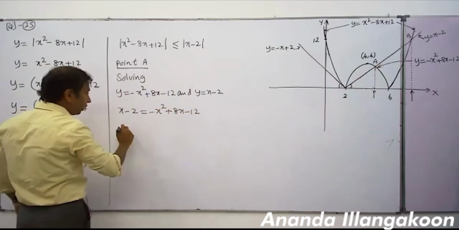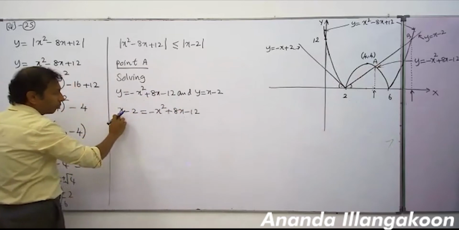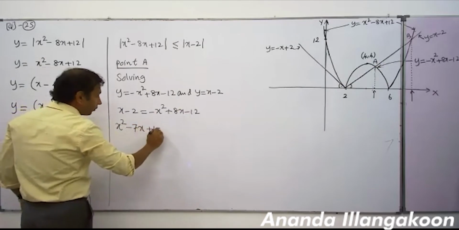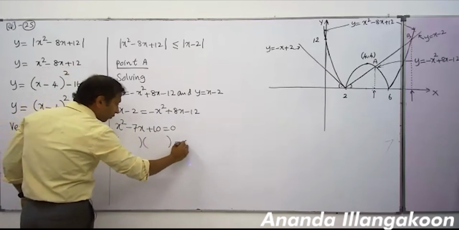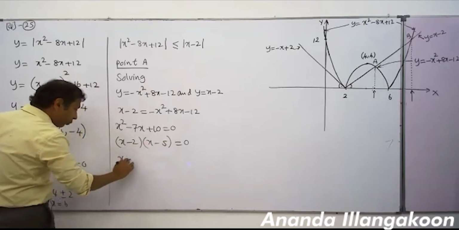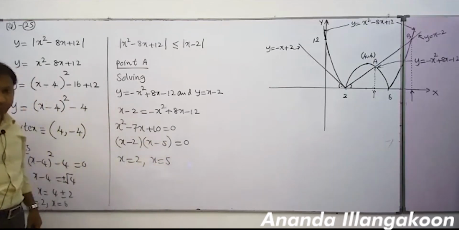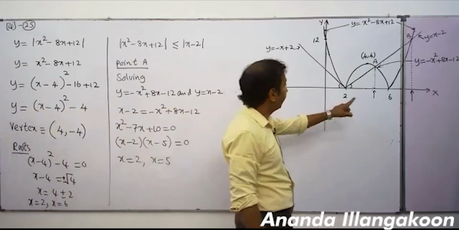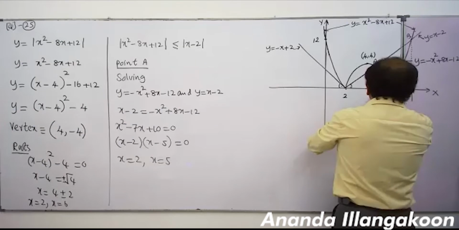Bring these terms to this side. X squared takes to this side, minus 8x plus x is minus 7x, right, plus 10. Factorize this. Find the two factors. X minus 2, x minus 5. Then two x values are x equals 2 and x equals 5. Then x equals 2 is not possible for the point A. 2 is here, no? Therefore, this should be 5. Right.